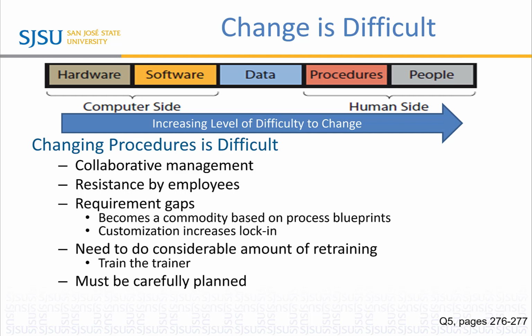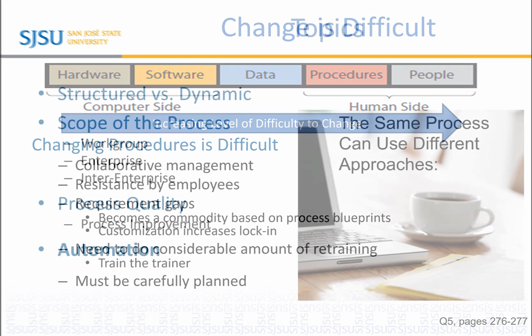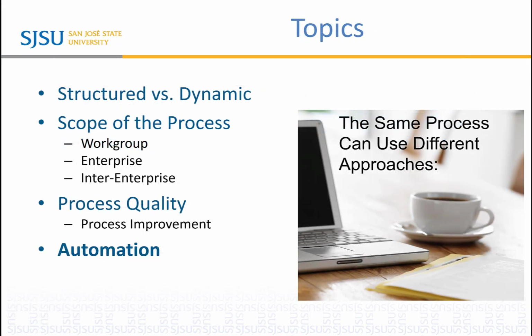The first is for the organization to change its procedures so it matches the blueprint, which can be difficult. The alternative is to customize the software so it matches the existing procedures, but this can increase the lock-in not only to the software vendor, but also to the consultants doing the customization. The last topic we're going to talk about is process automation and which processes are ripe for automation.